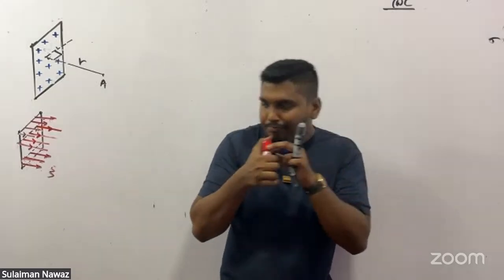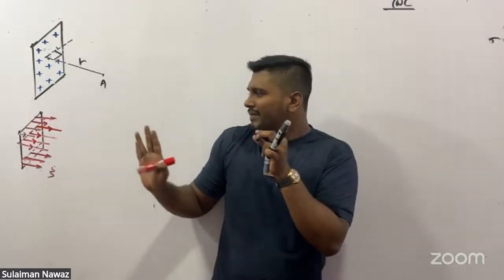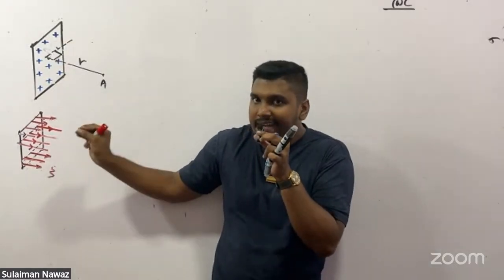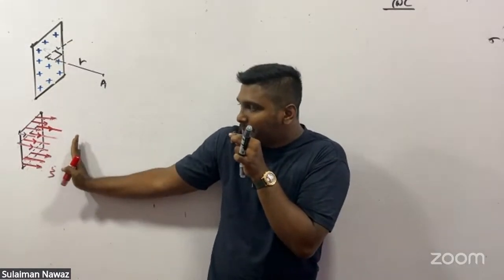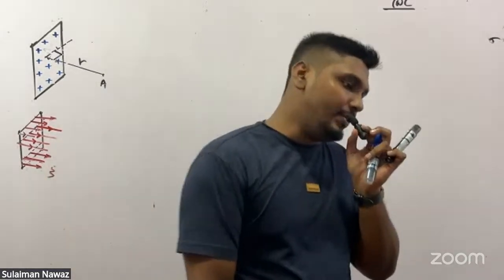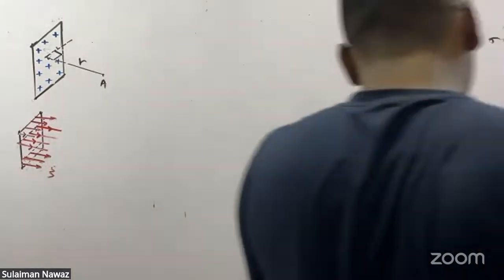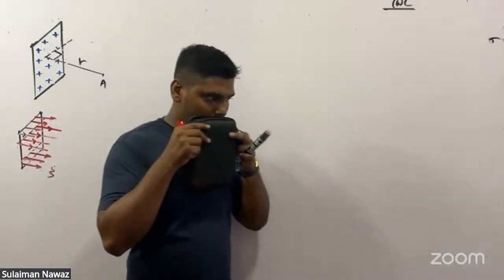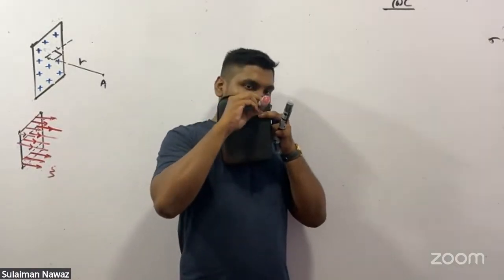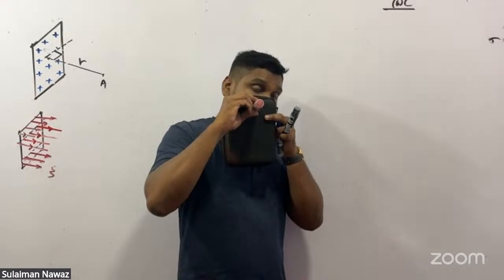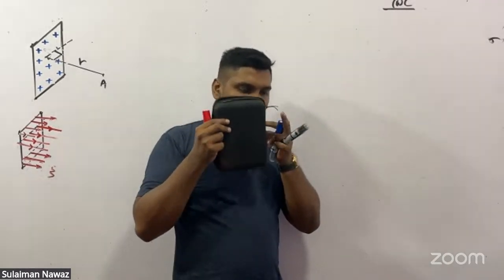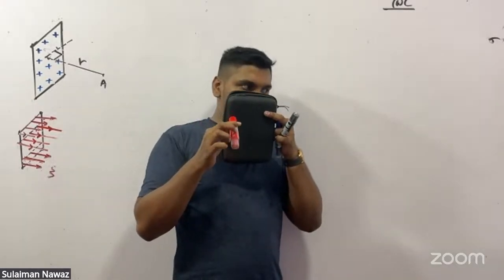Then, remember, you should select an area. That area must be perpendicular to these electric field lines. Just think this is your plate. Now just think these are the electric field lines leaving the plate, perpendicular to the plate.